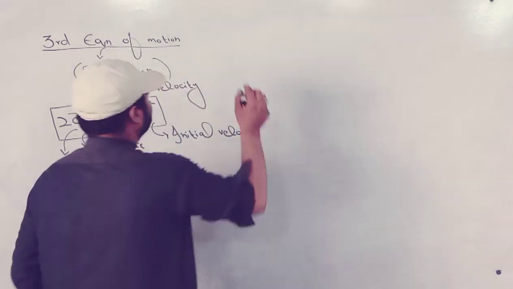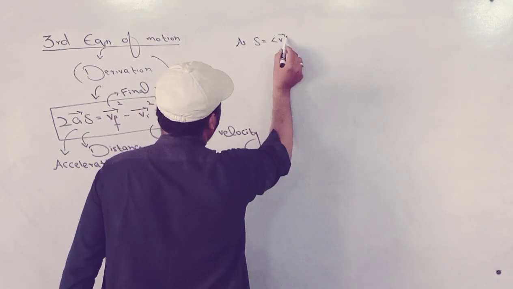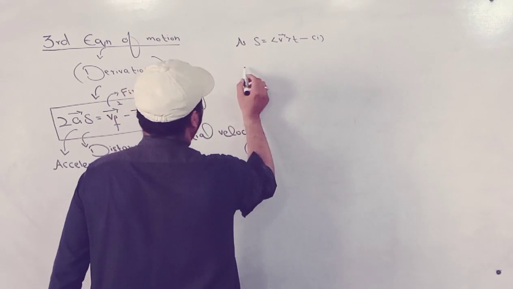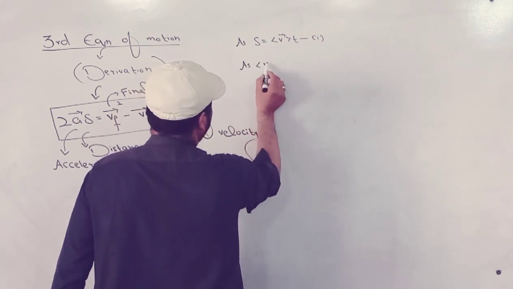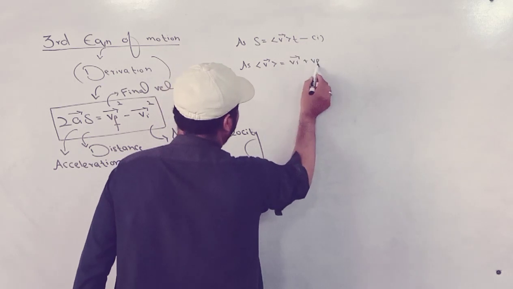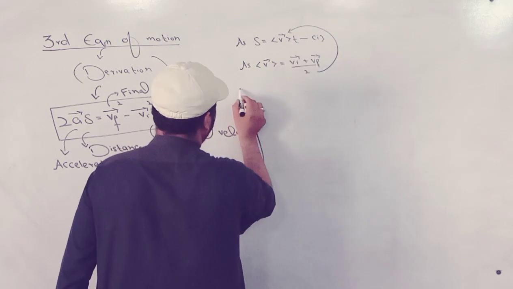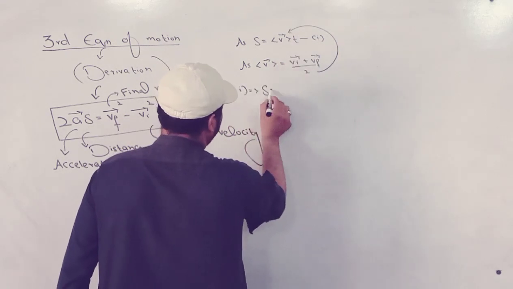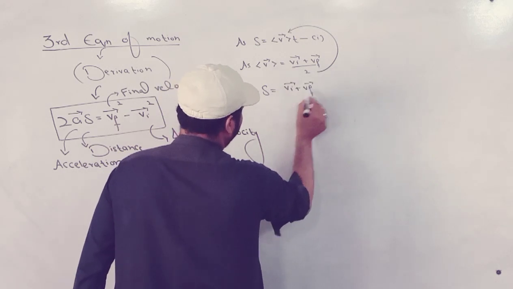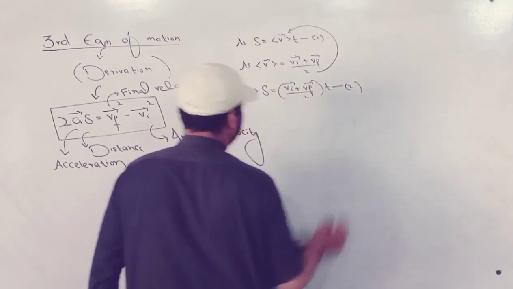So as we know that s is equal to v average into t. This is equation number first. We also know that average velocity can be written as Vi plus Vf divided by 2. Now put this value here in equation number first. So equation number first implies that s is equal to (Vi plus Vf) divided by 2 multiplied by t. This is equation number second.